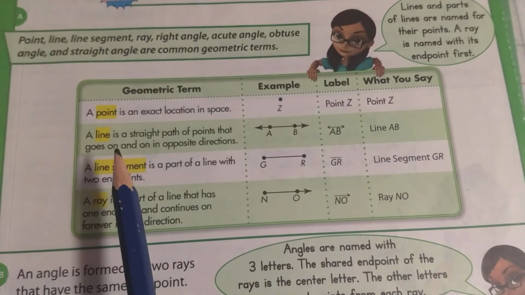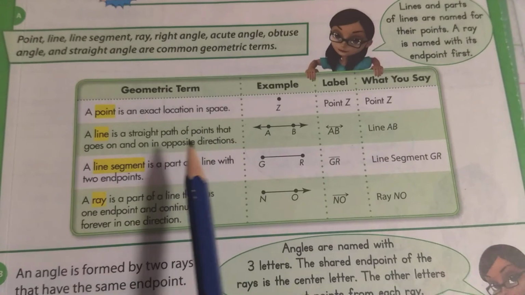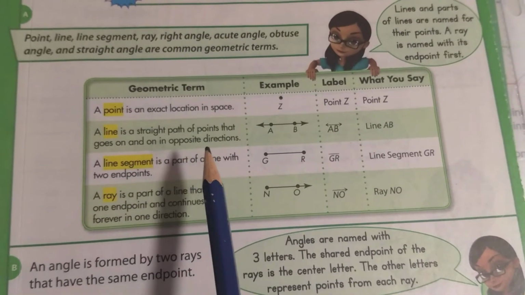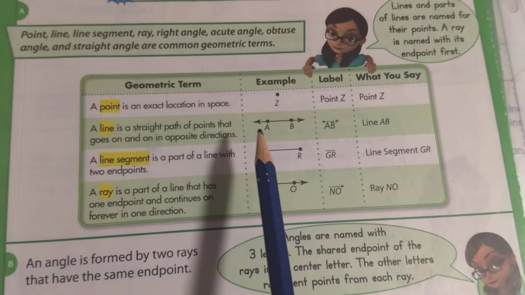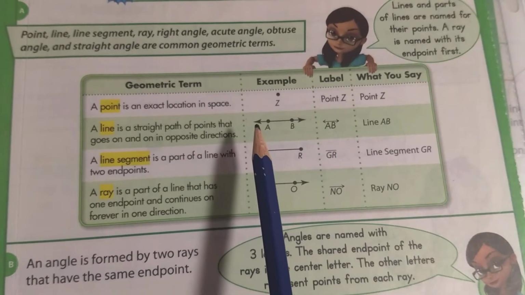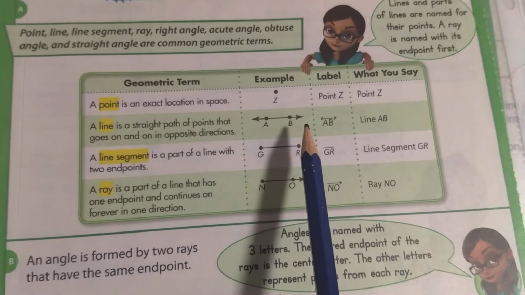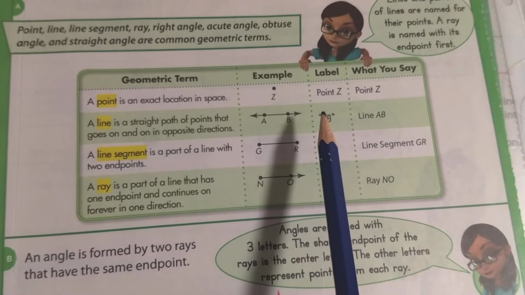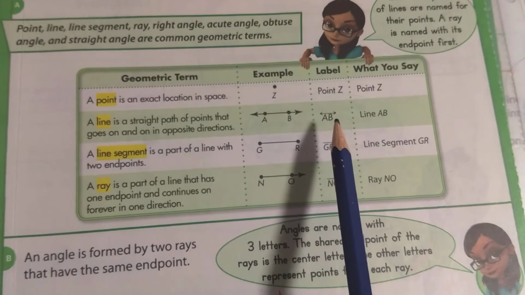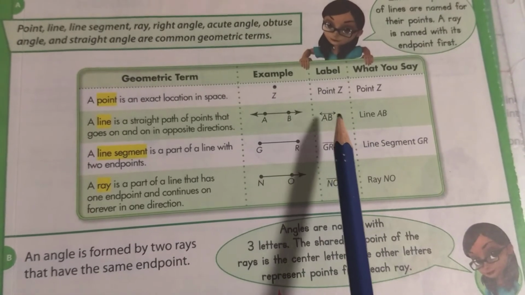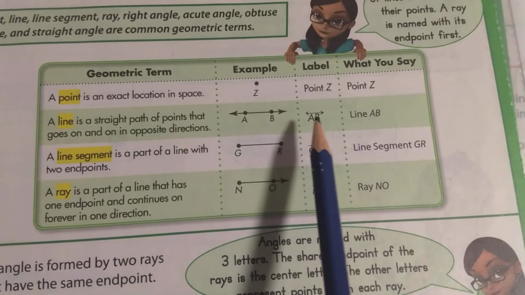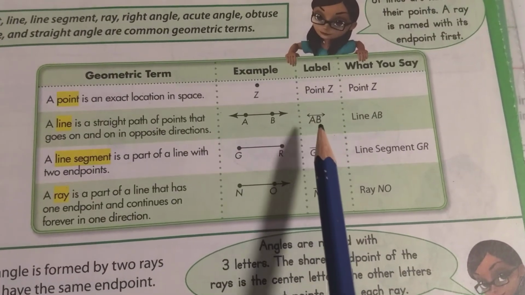Okay? A line is a straight path of points that goes on and on in opposite directions, okay? So this is a line, and if you notice, you'll have an arrow on both ends, right? But they're going in opposite directions. So to label it, it will be AB, right? But it's called what? Line AB. So when you write it, you have to put that line over the top of the letters, line AB.